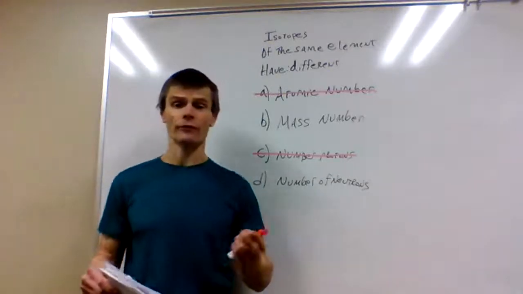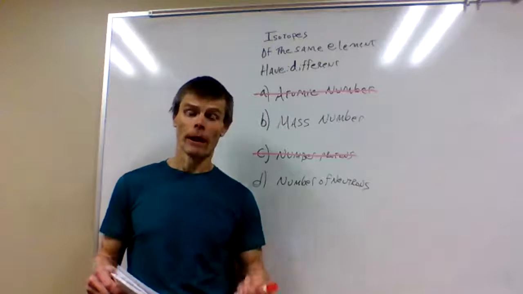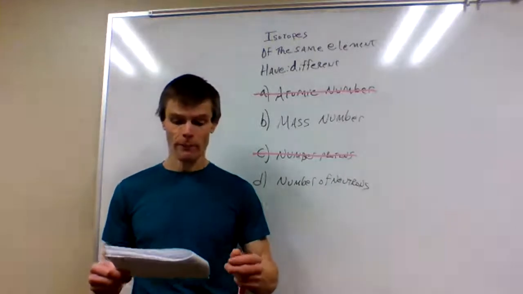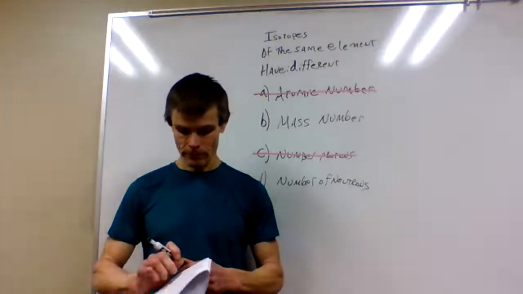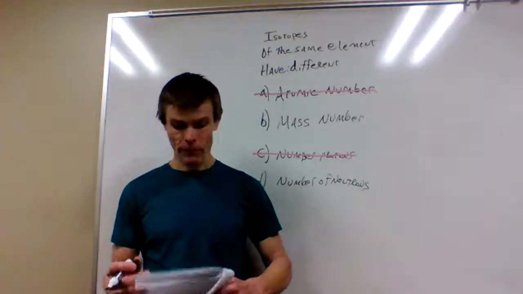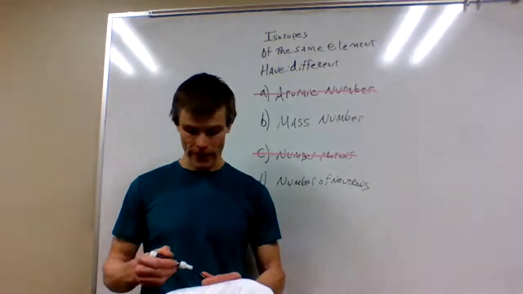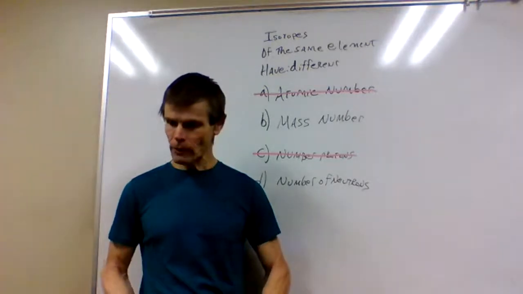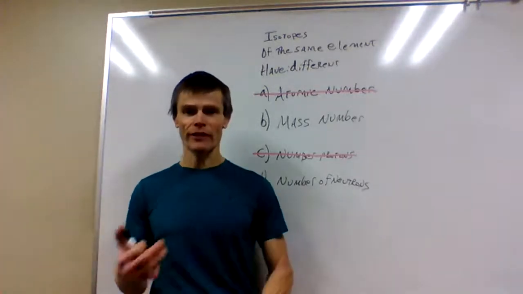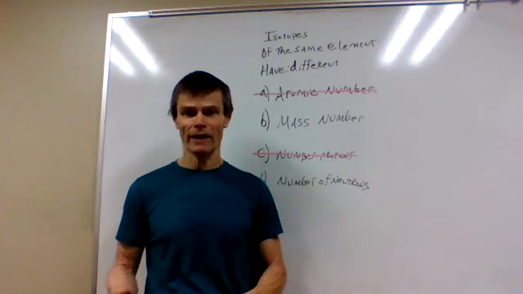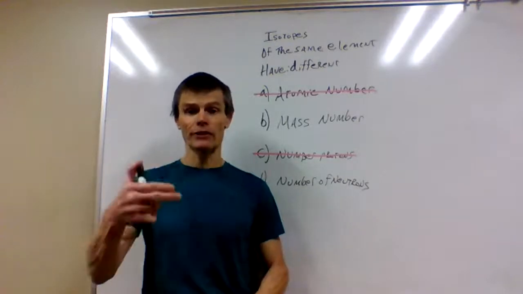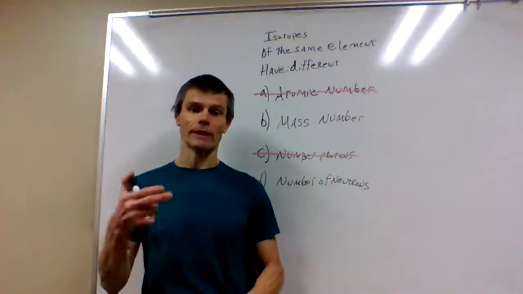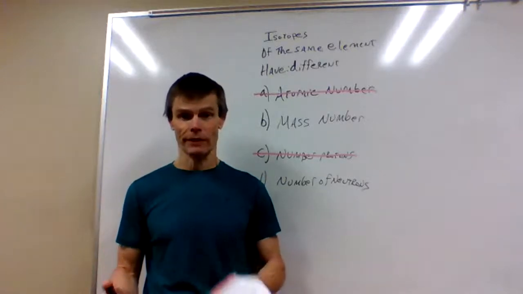For instance, I have a few isotopes listed here. Iodine-131 is used for medical diagnosis of thyroid disorders. Carbon-14 is used for radiocarbon dating. If you go into organic chemistry, sometimes they use isotopic labeling to understand mechanisms and how chemical reactions proceed.